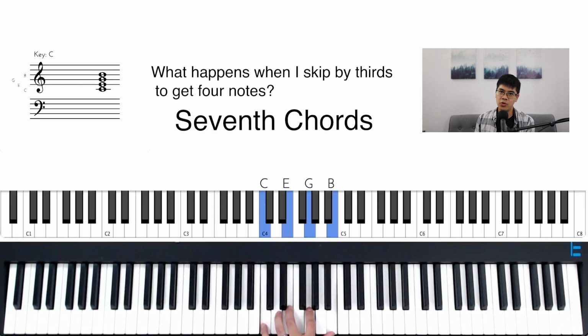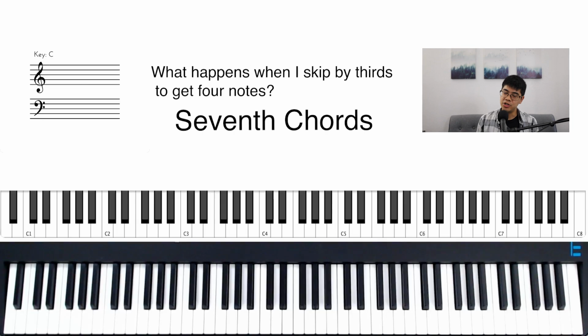These are called 7th chords because from C to B is a 7th. The interval is a 7th. So in jazz, a common chord progression is 2-5-1. So by skipping thirds and continuing that to get 4 notes, you get a 7th chord.